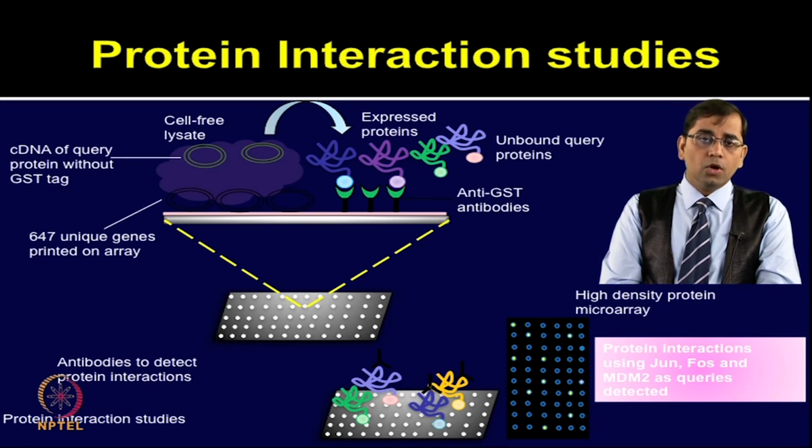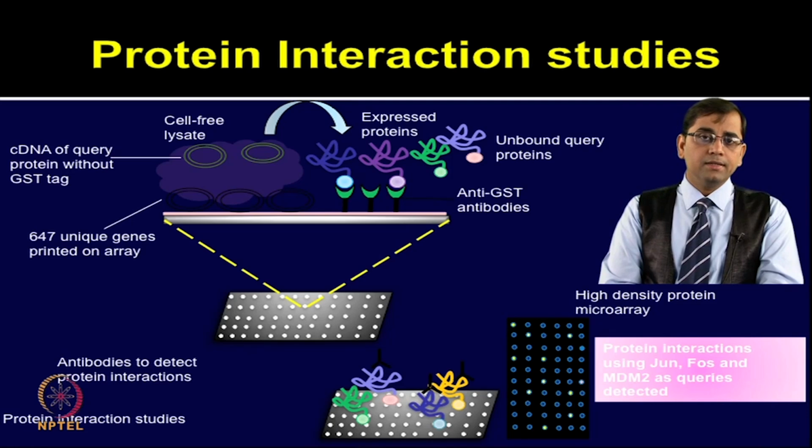In this study, authors used the high density NAPA approach to study the binary interactions between several well characterized interacting protein pairs, such as Jun and Fos, P53 and MDM2. Now, selective binding in these interactions was identified by using specific antibodies.